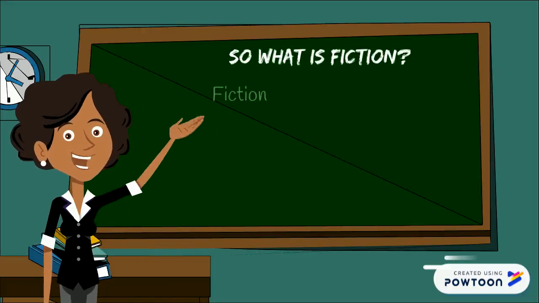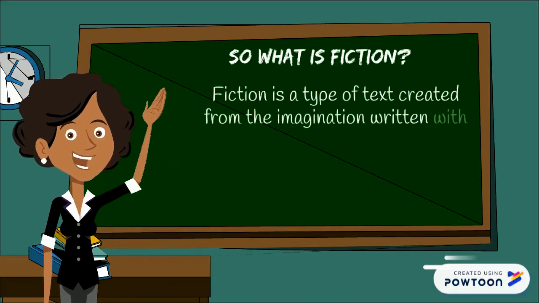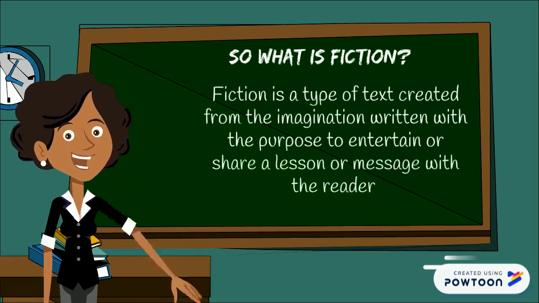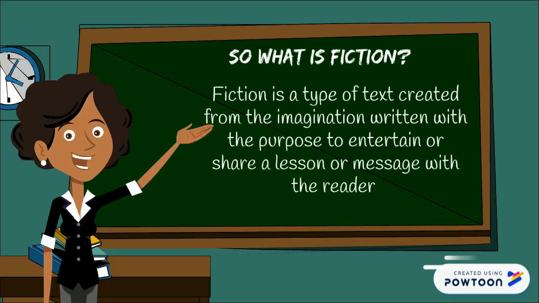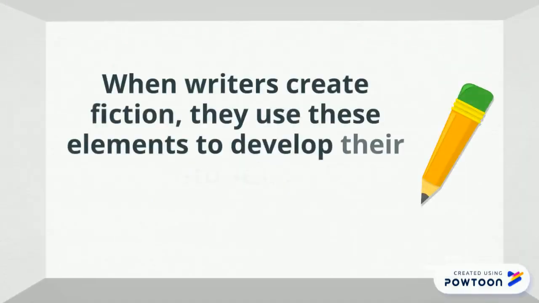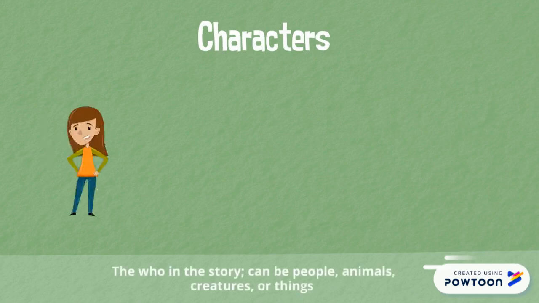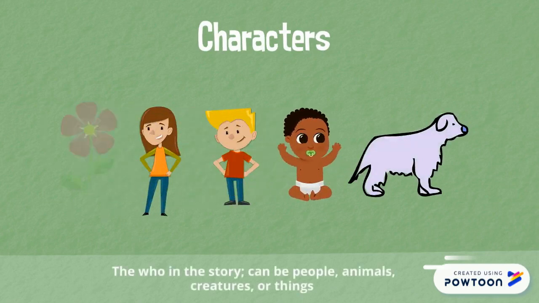So what is fiction? Fiction is a type of text created from the imagination, written with the purpose to entertain or share a lesson or message with the reader. When writers create fiction, they use these elements to develop their stories. First, there are characters. The characters are the who in the story. They can be people, animals, creatures, or even things.